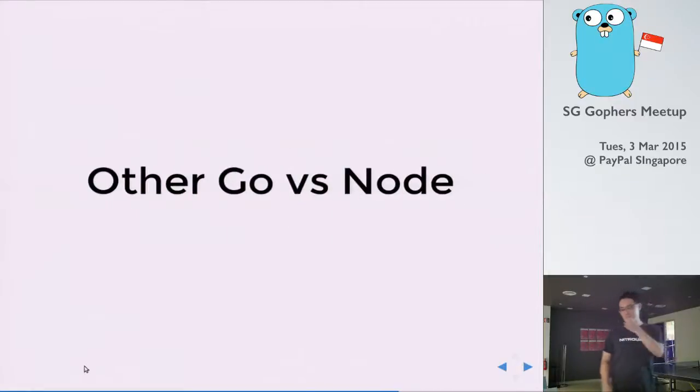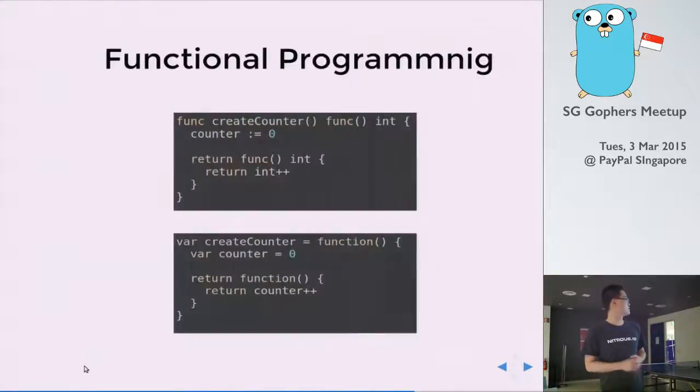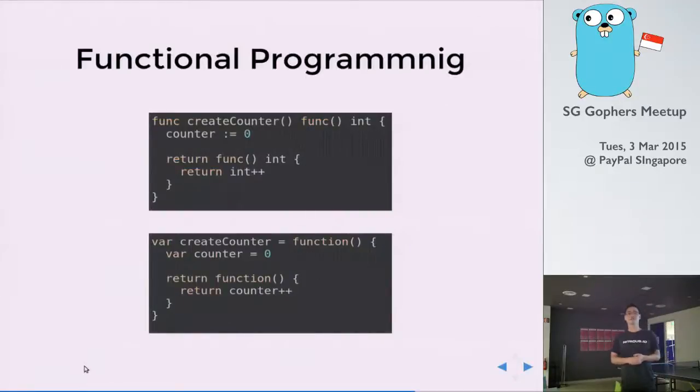So just to quickly go through some of my other comparisons of Go with Node. One thing I really like about Go is that it allows functional programming in a statically typed language. Here on the top is a Go program that creates a closure that keeps counting up a counter. And below that is a JavaScript counterpart. You can see that both of them are pretty similar, so you can create this kind of closure function very easily.